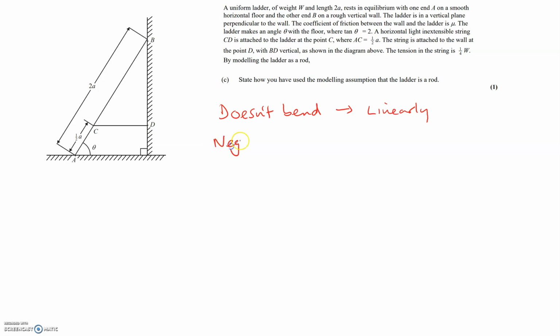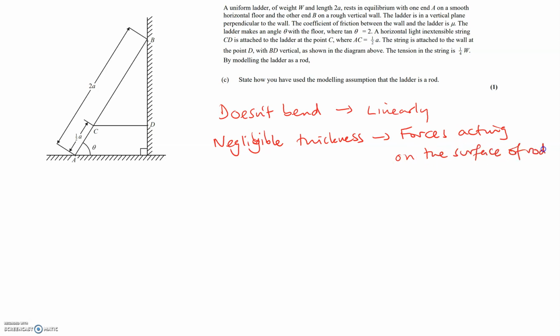Also has negligible thickness. Negligible. Oops. This means we can pretty much treat it as a very thin object. So the point of that is that the forces are basically acting on the surface of the rod and not somewhere within it. Okay, that's question 8. I'll do a follow-up question for all the angles and bits like that as well.